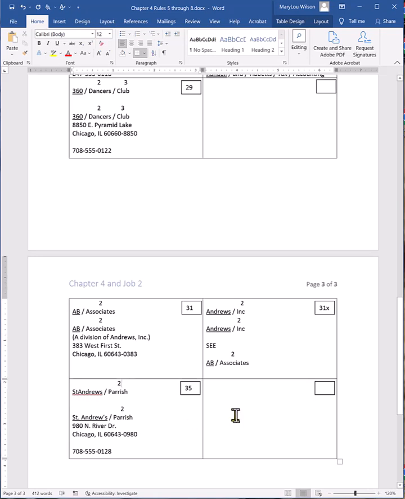Okay, those are the rules that are explained in your instruction manual for Job 2. Give me a call if you have any questions. Let me know what else I can answer for you. I will do another video on how to put these in your report sheet.